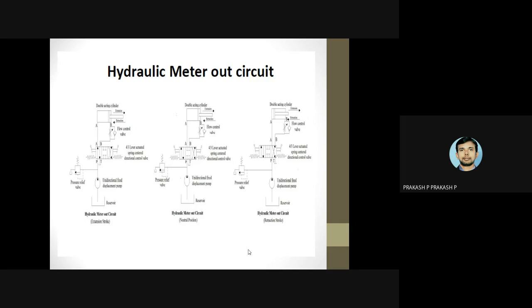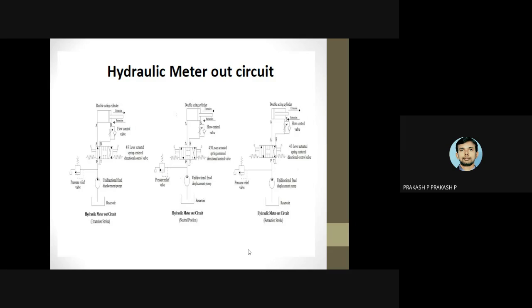You should know the difference between the hydraulic meter-in circuit and the meter-out circuit. In a meter-in circuit, the check valve and flow control valve are placed at the input of the cylinder. In a meter-out circuit, the flow control valve and check valve are placed at the output of the cylinder. That is the major difference between the meter-in and meter-out circuits.